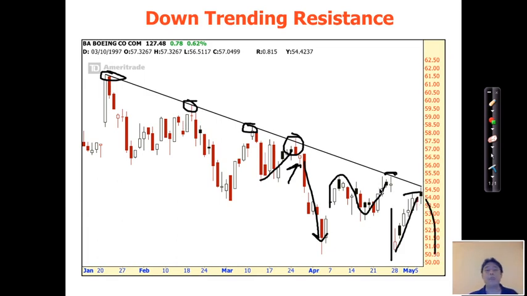So as long as the price remains below that trending resistance, the downtrend prevails. You do not want to go long, you want to stay short. And of course, eventually, if the stock breaks above this resistance, then you do not want to be short anymore. It could be an indication of a change of trend. So let's take a look at some examples from the charts.